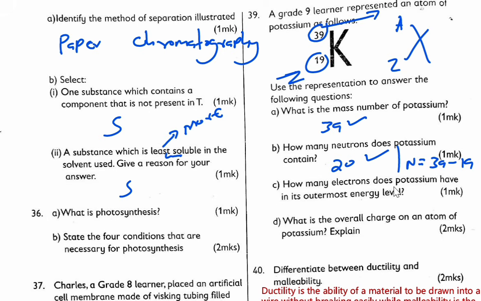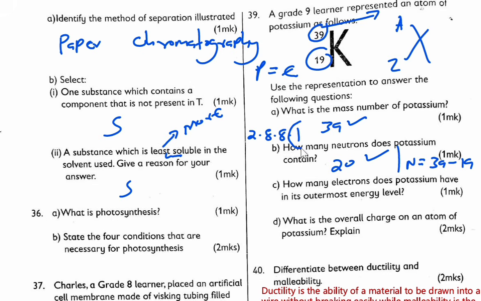Part C. How many electrons does potassium have in its outermost energy level? So how do we answer this? Because here we have the atomic number 19, this means that the number of electrons is 19, because you know that the number of protons is equal to the number of electrons. So we're going to write the electronic configuration: 2, 8, 8, and then 1. 2 plus 8, 10. 10 plus 8, 18. 18 plus 1, 19. And therefore, how many electrons does potassium have in its outermost energy level?